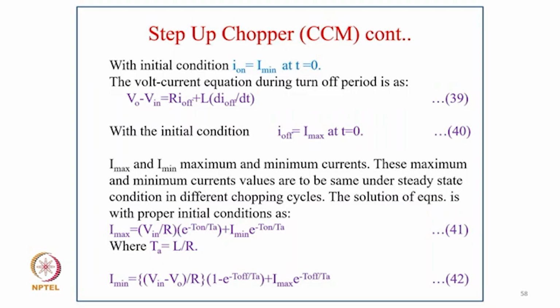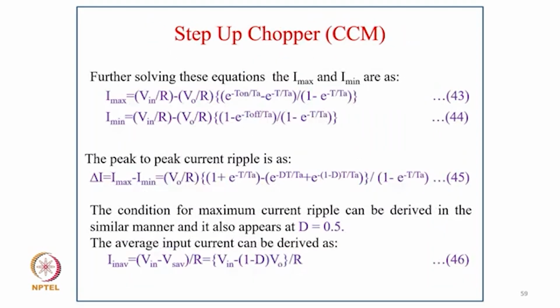Where Ta = L/R, and I_min is (V_in - V_O)/R times (1 - e^(-T_off/Ta)) plus I_max e^(-T_off/Ta). For further solving the equations, I_max and I_min can be calculated as I_max = V_in/R - V_O/R times (e^(-T_on/Ta) - e^(-T/Ta)) divided by (1 - e^(-T/Ta)). I_min is V_in/R - V_O/R times (1 - e^(-T_on/Ta)) divided by (1 - e^(-T/Ta)).